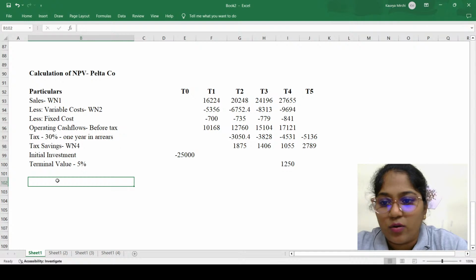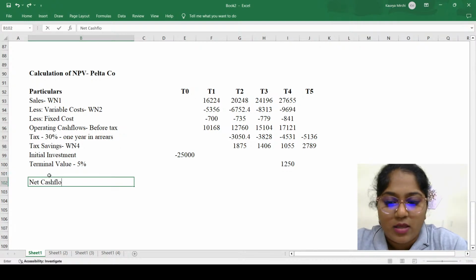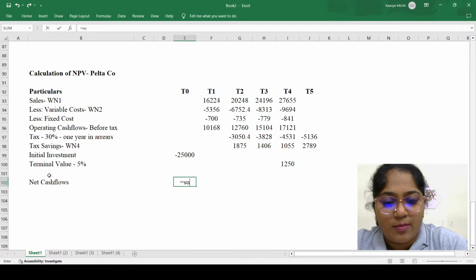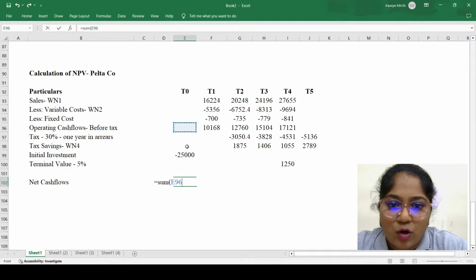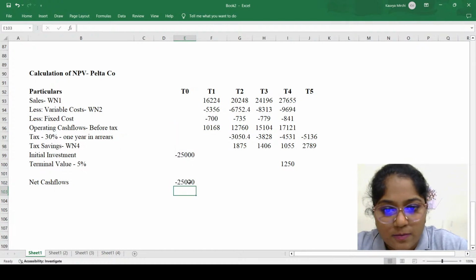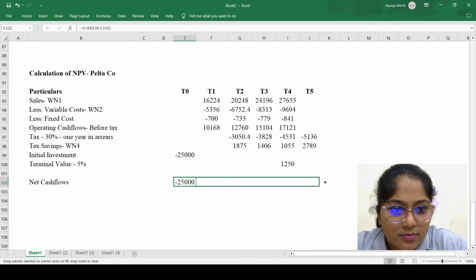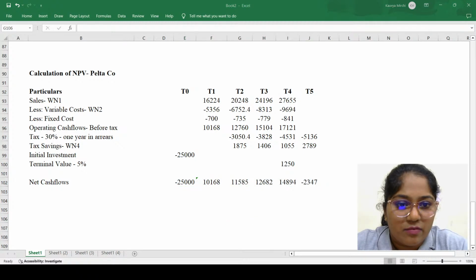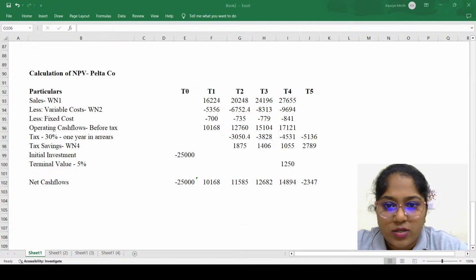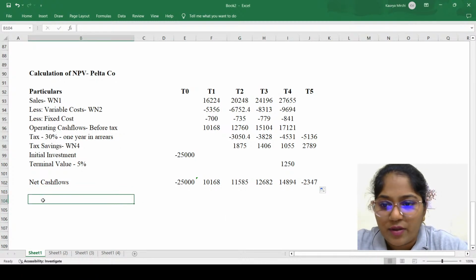So with this I can go calculate what? I can go calculate my net cash flows. So what is my net cash flows? Sum of, take from operating cash flows. Why? Because we have already calculated and kept those things. So take from operating cash flows, just drag it. I believe you should also be getting the same value. Yeah. So net cash flows.